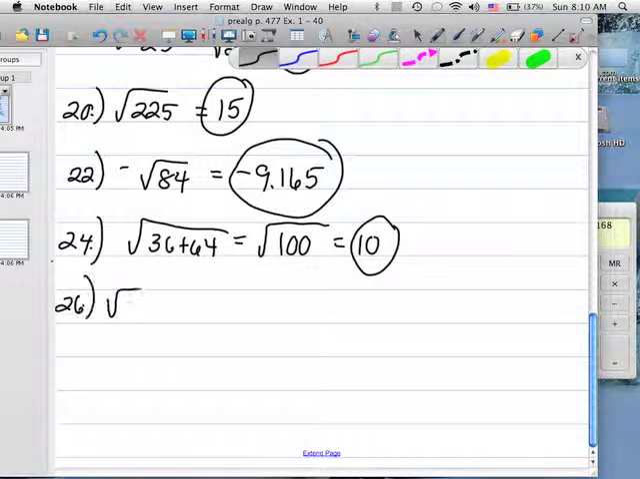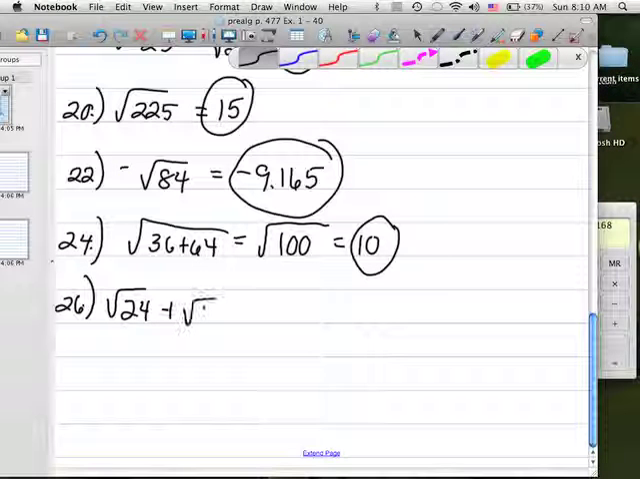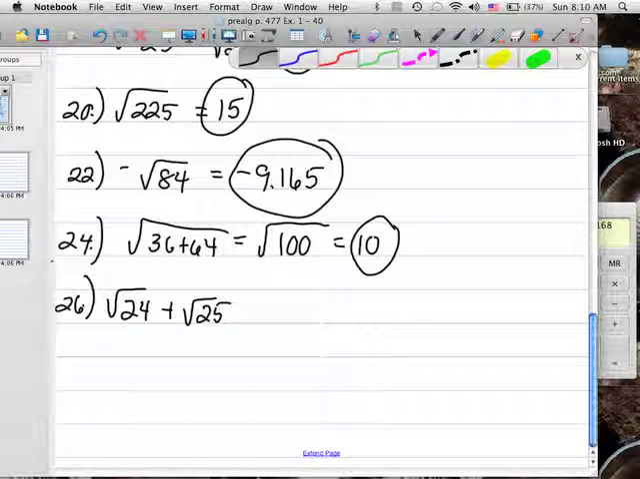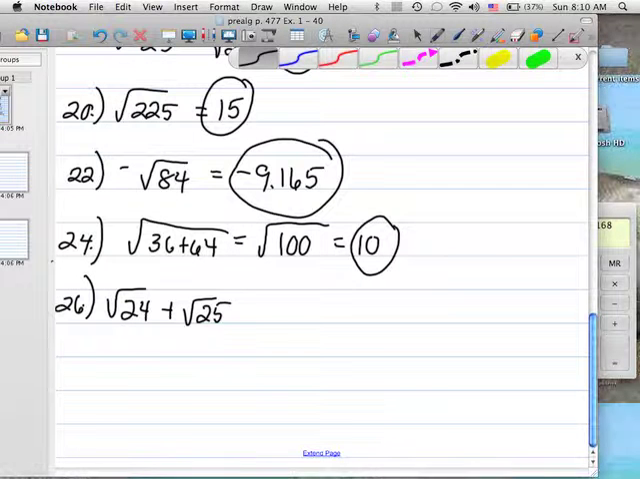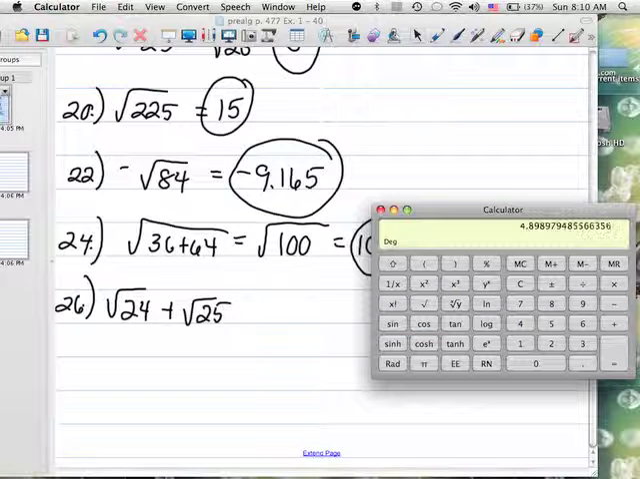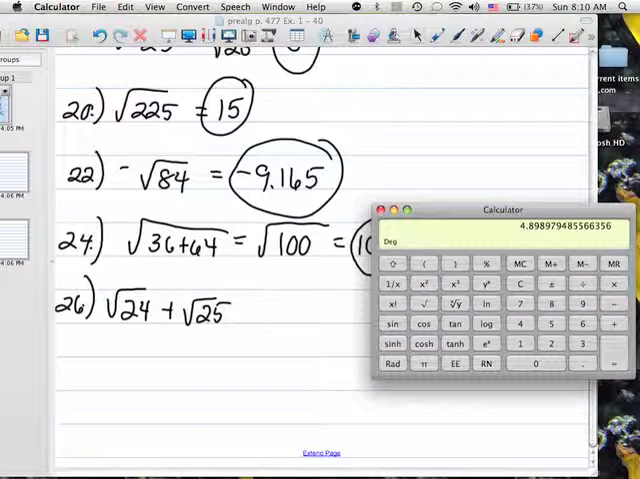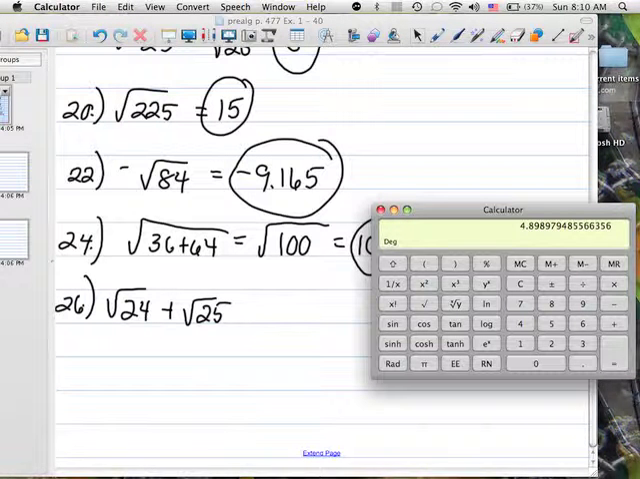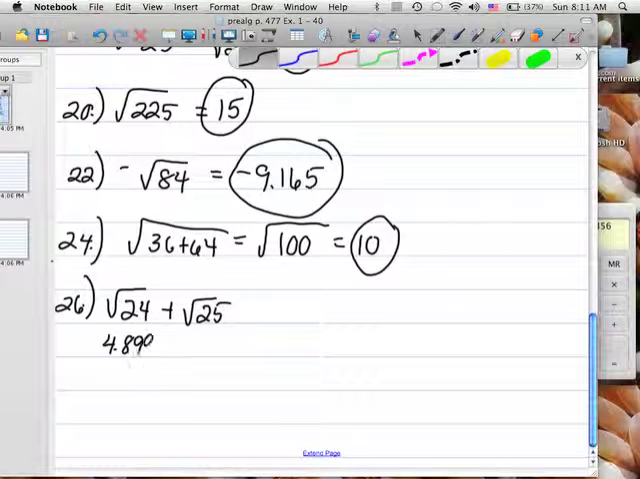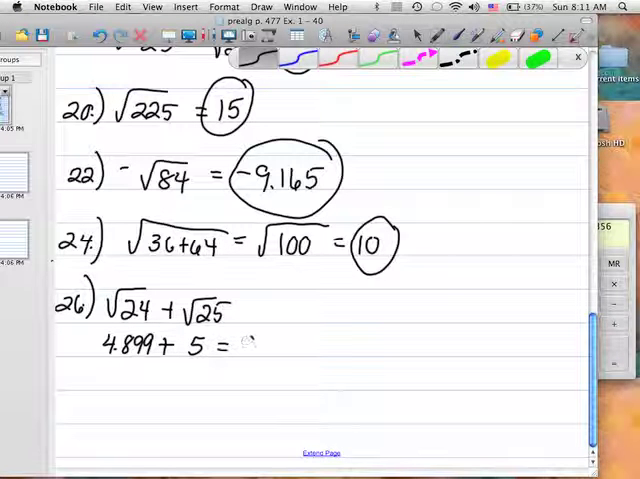Number 26, we have the square root of 24 plus the square root of 25. Now we cannot add those together. There's no rule that says we can do that. So I have to find the square root of 24. And it's irrational, so I'm going to round it to the nearest thousand. So the 8 is going to become a 9. So that's 4.899 plus the square root of 25, which is 5. It's a perfect square. Adding that together, I get 9.899.